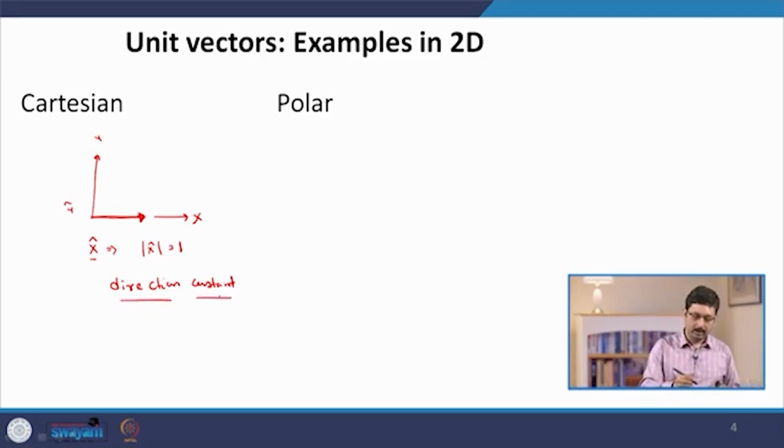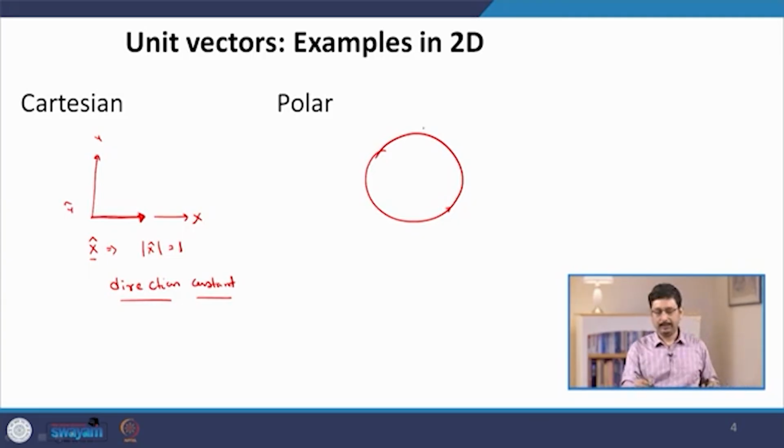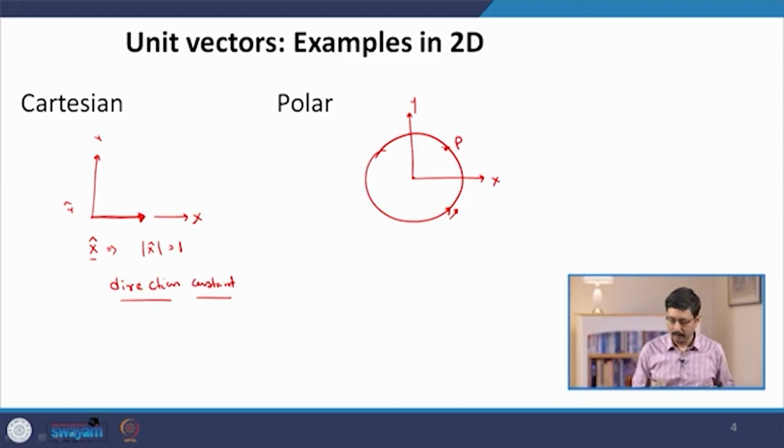So, this is like a particle which is moving in a straight line, but in general the direction of the unit vector need not be constant. For example, consider a circle and a particle moving along the circle, or a person walking along a circular path. Let us take the center of the circle as origin, this is my x axis, this is my y axis, and this is the location of the person at some point of time. Then the vector OP represents the position of the person at some point of time.